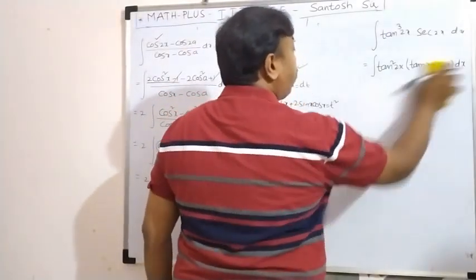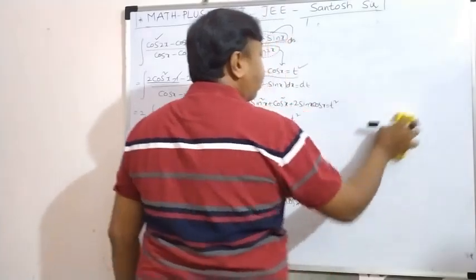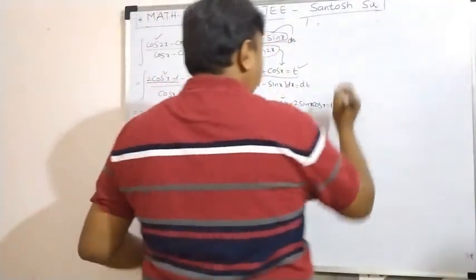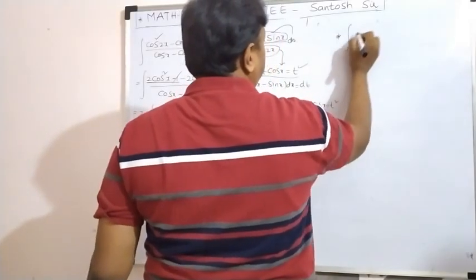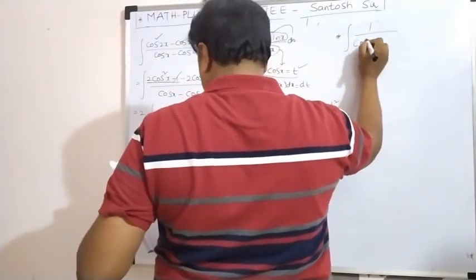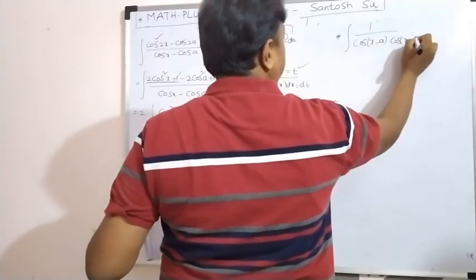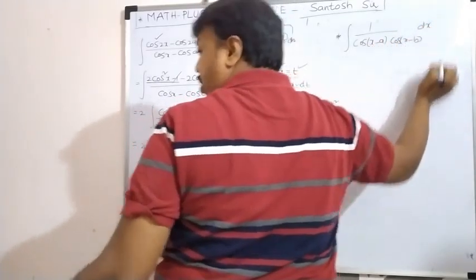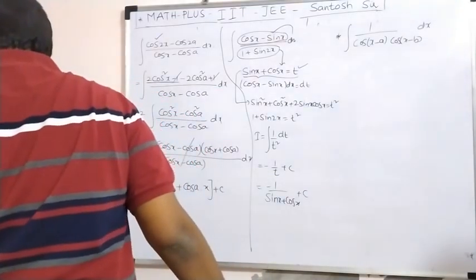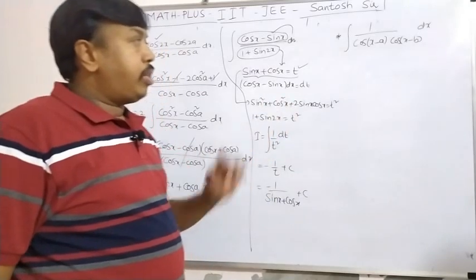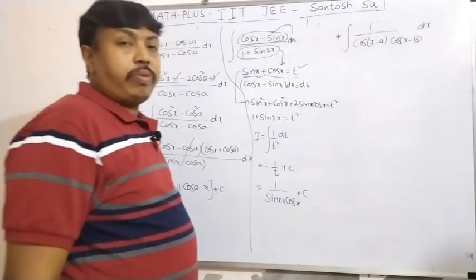These all are based on trigonometric identities as well as substitution methods. Now this is one of the important questions: integral of 1 upon cos x minus a into cos x minus b dx. I think this was asked in a previous year JEE AIEEE examination, and even in the CBSE textbook this question was given.